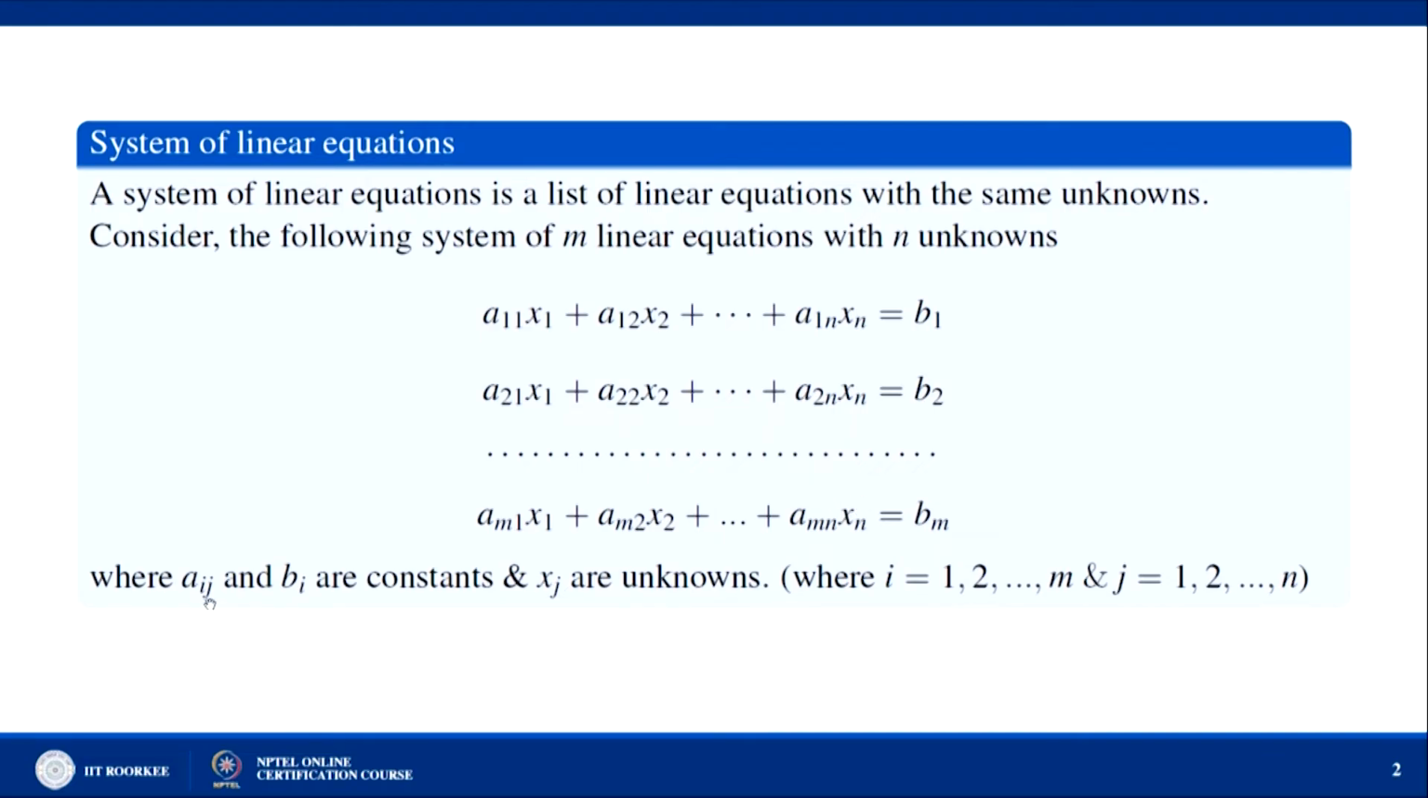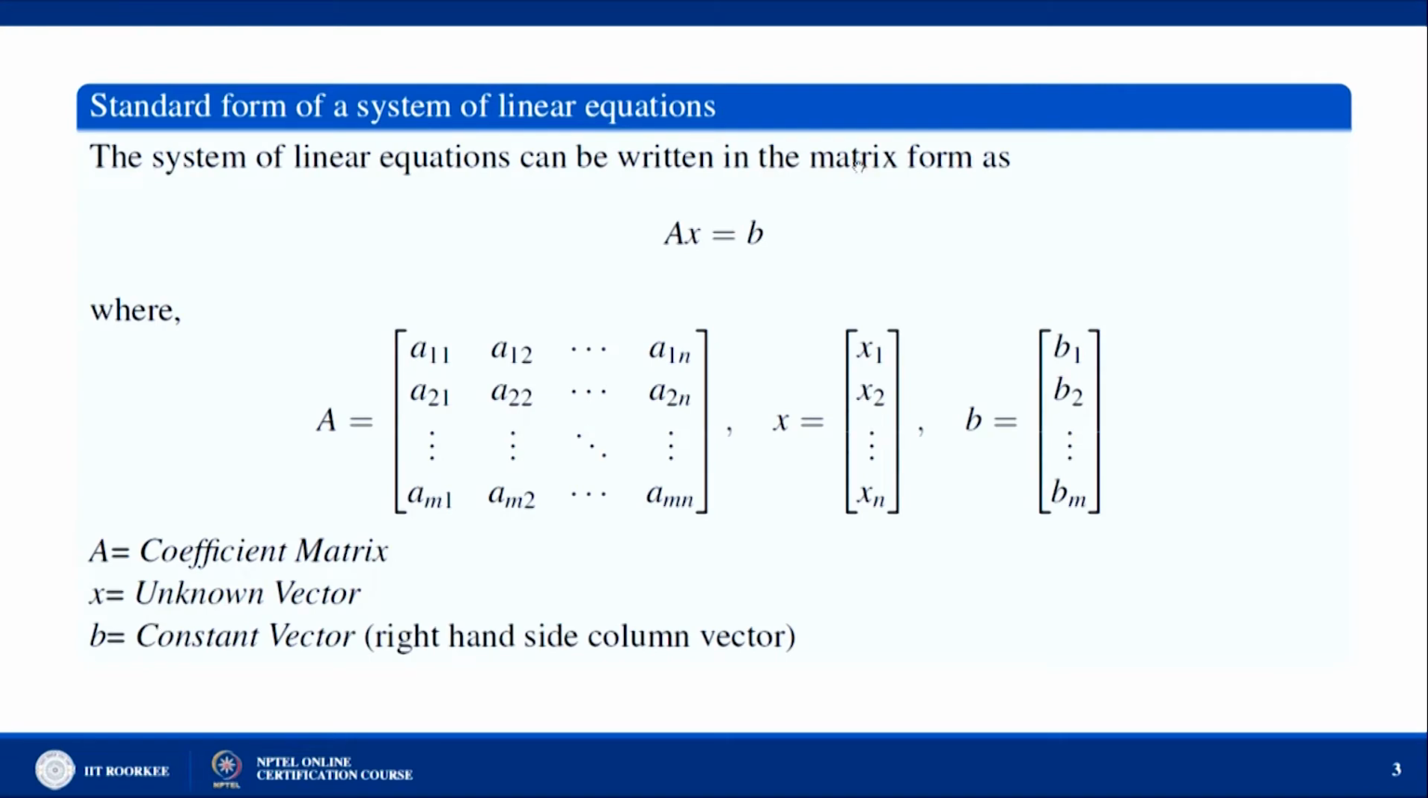So, here aij's are known, all aij's are known, and the right hand side is also known, and we have to find out xj's, where j is varying from 1 to n. These are the unknowns. Okay. Now, this can also be expressed in the matrix form as follows. You see, if you write Ax equal to b, where A is given by this matrix.